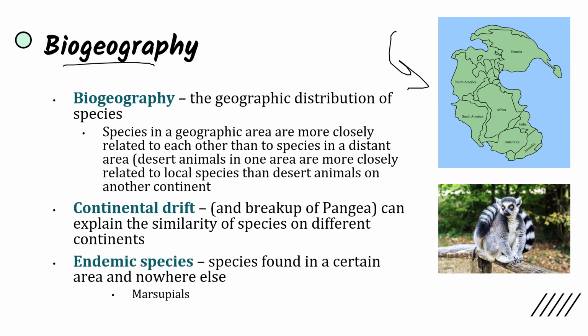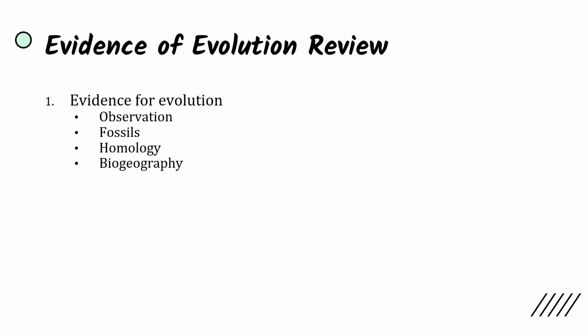Lastly, we have endemic species, which are species that are found in a certain area and nowhere else, such as ring-tailed lemurs, which are only found on the island of Madagascar. And so this shows that there has been change over time in those areas in order for these species to adapt to their environment. So there you have it.